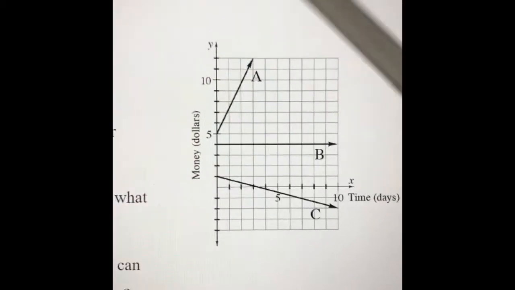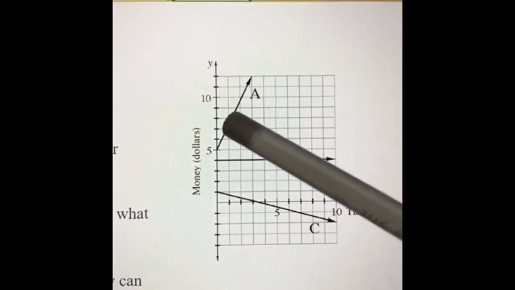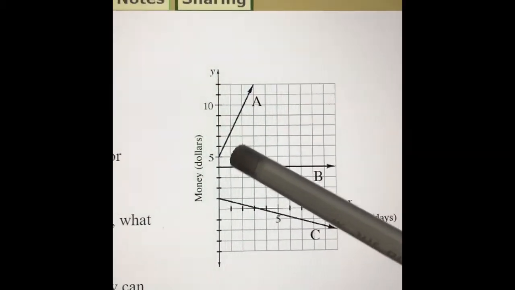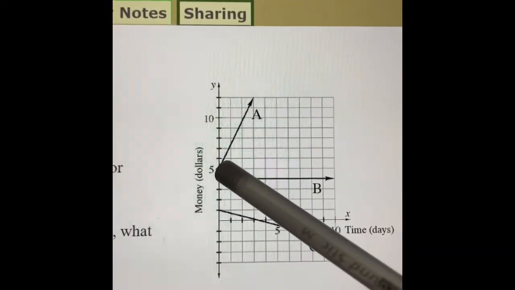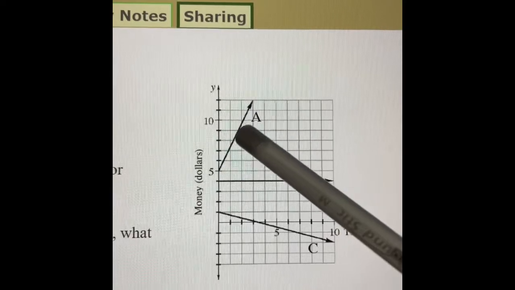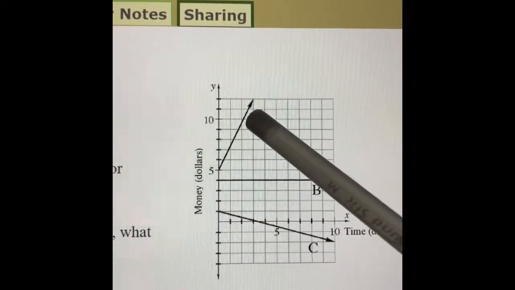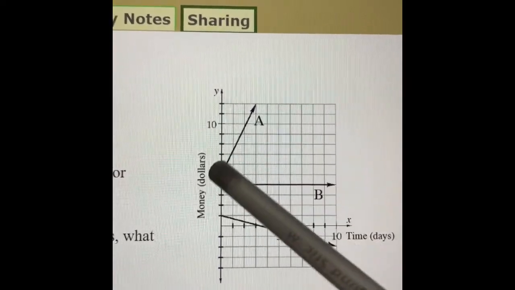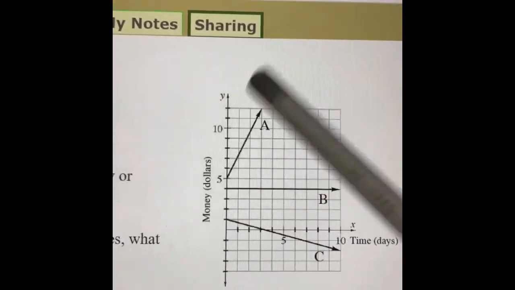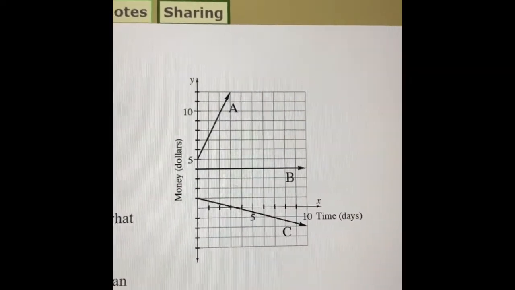Okay, so it says, describe each line. Is it increasing or decreasing, and quickly or slowly? So I looked at A first, and I knew that it was increasing because it's going up from left to right, and it looks like it's going pretty quickly. It's pretty steep. So I described line A as increasing quickly.